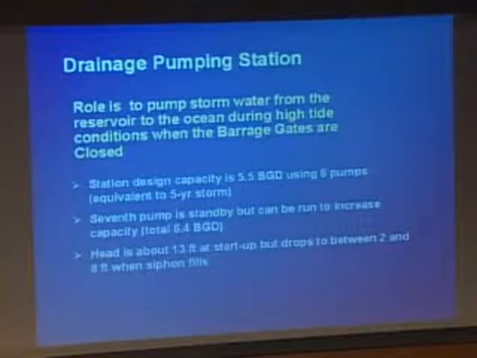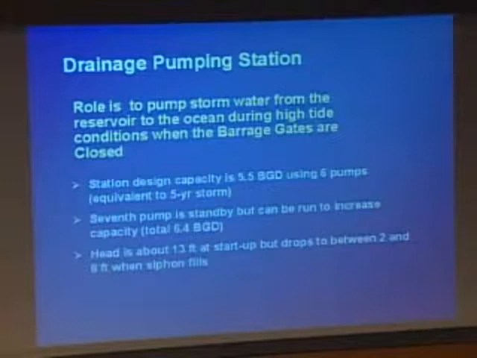The drainage pump station: the idea is that you can pump from the whole reservoir if you have a high tide and you have this storm event. So it's designed to pump the full 5-year storm event against a maximum king tide. So if you had the worst conditions, you couldn't open the gates.